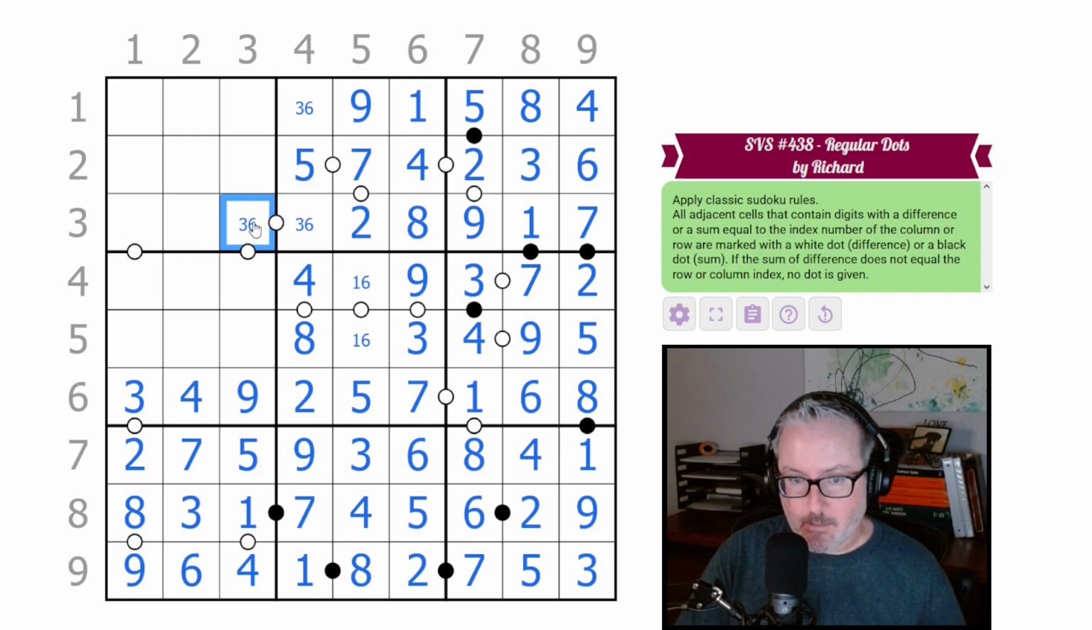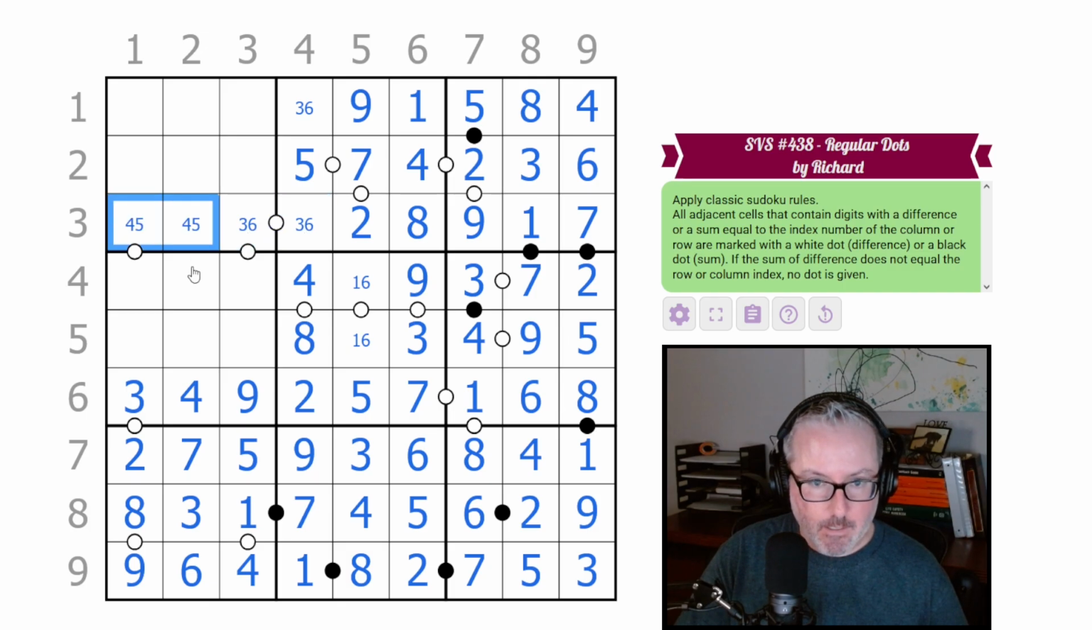If this was a 6, it can't be 9. So this just is a 3-6 pair, which means these are what? 4 and 5? And that tells us this is 5 and 4. Perfect. Now these have to be 1 apart. They can't be a 3, so it's a 5. All right, good. Let's think about you.